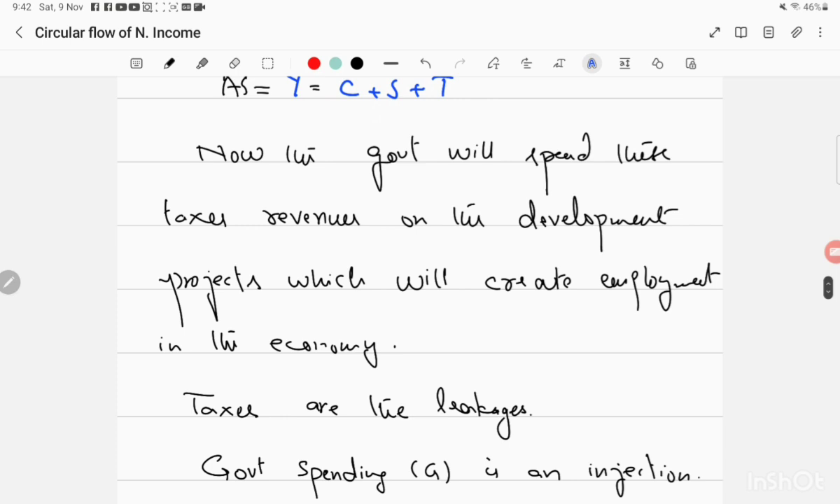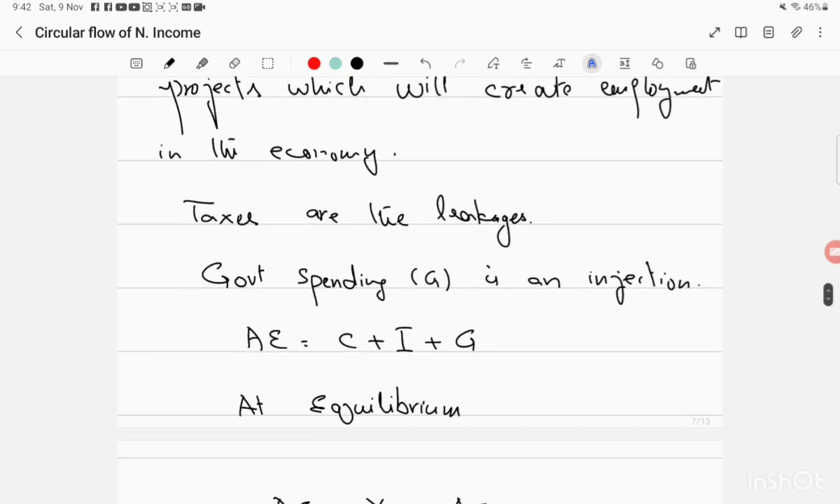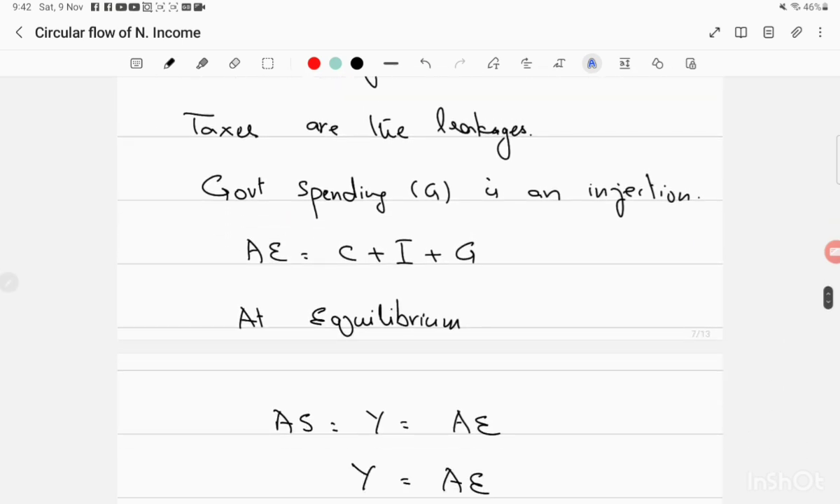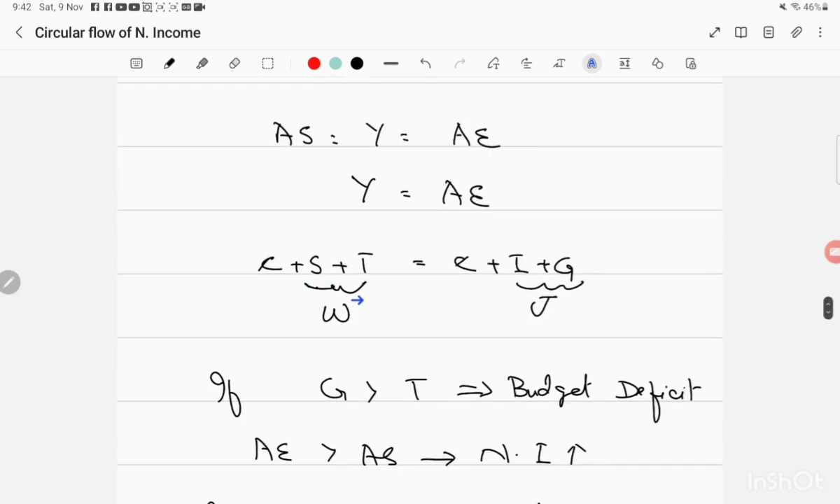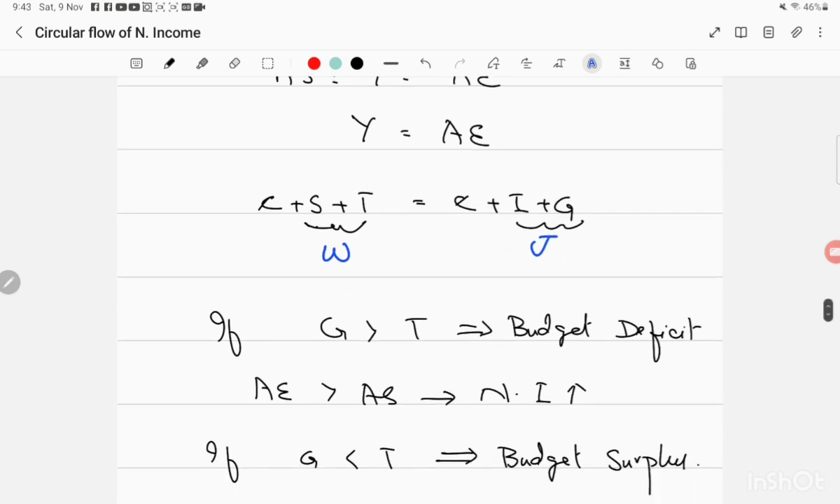Now the government will spend these tax revenues on development projects, which will create employment in the economy. So taxes are the leakages, and government spending is an injection to the circular flow. Now aggregate expenditure will be equal to C plus I plus G. So at equilibrium, both income and expenditures are equal. C plus S plus T is the income side, C plus I plus G is the expenditure side. C is cancelled out, so all withdrawals are again equal to the injections. So that is the fiscal policy over here.